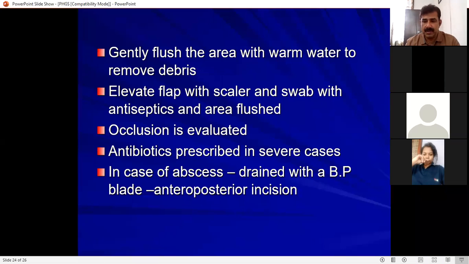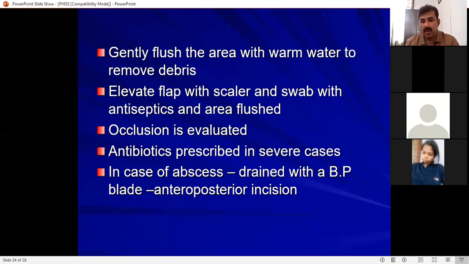And if there is an abscess, then the first thing is you have to drain that abscess. One thing you should remember when draining a pericoronal abscess is, you can put an incision in different ways and drain an abscess. You can put an incision like this and posteriorly, or an incision like this. Okay, buccally or buccolingually also you can put an incision. But here you put an incision, especially in the anteroposterior direction.